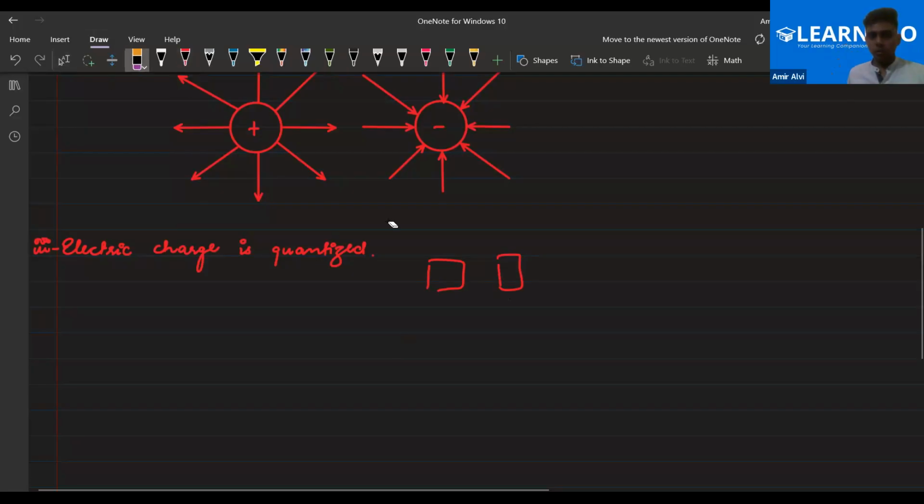Okay? So I'll tell you with the formula. A whole number, yeah. So Q is equal to ne. This is the formula for the quantization of charge. Clear, everyone? So are we going to use this formula? We are going to use this one.